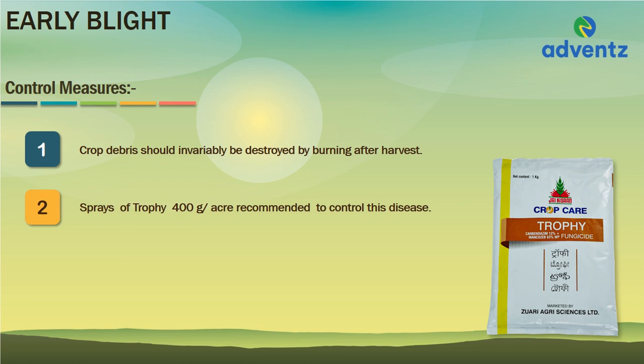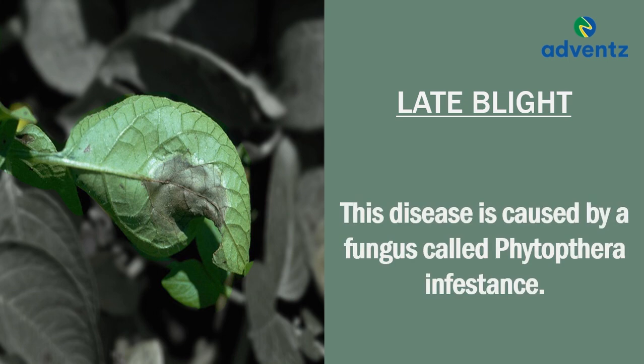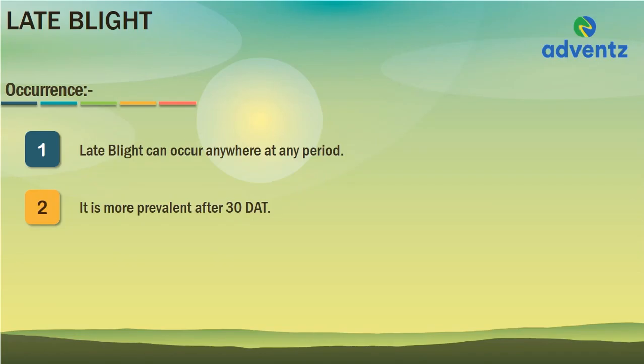The second disease to study is late blight. It is a fungal disease caused by Phytophthora infestans. The occurrence of late blight is such that it can also occur anywhere at any time period, but it is more prevalent 30 days after the crop has been transplanted. 30 days DAT implies 30 days after transplantation, that is, moving them from the nursery to the main bed.